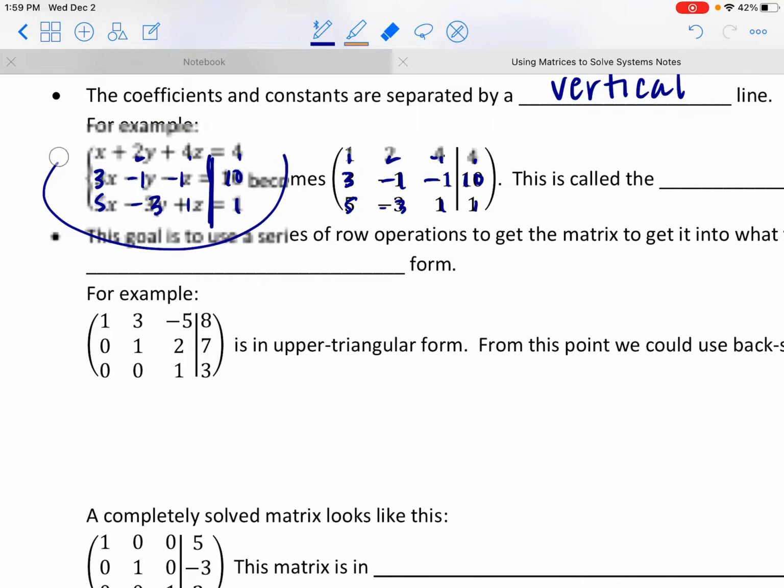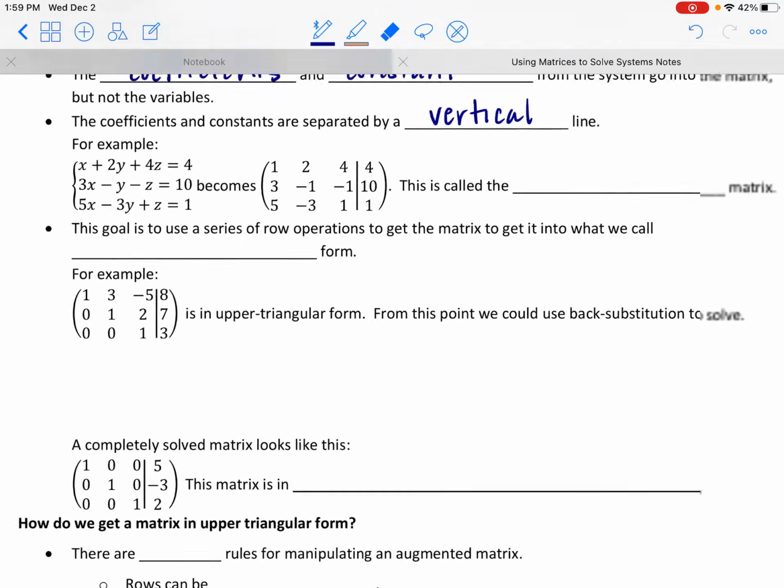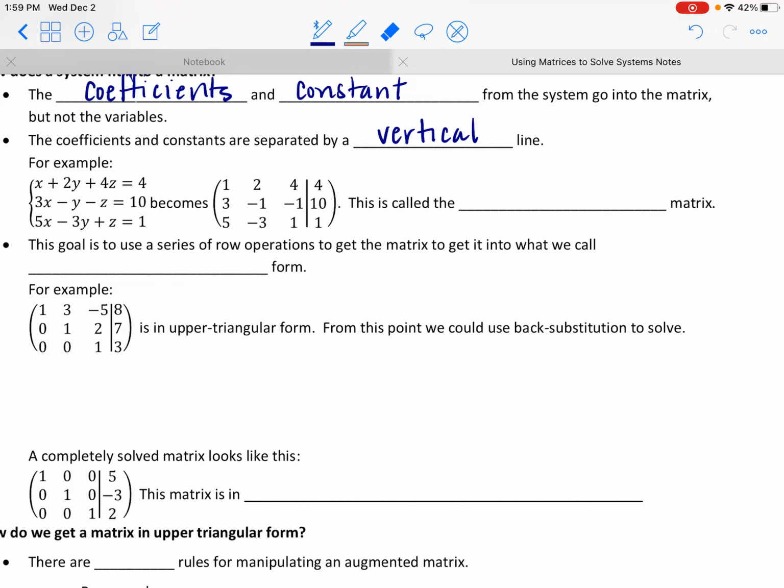Okay? So we're fitting a system into a matrix by removing the variables and replacing the equal signs that separate the variable terms from the constants with a vertical line. And when we do this, the resulting matrix is called an augmented matrix. Okay? And the goal is to solve a system. That's always the goal with a system, is to solve it.